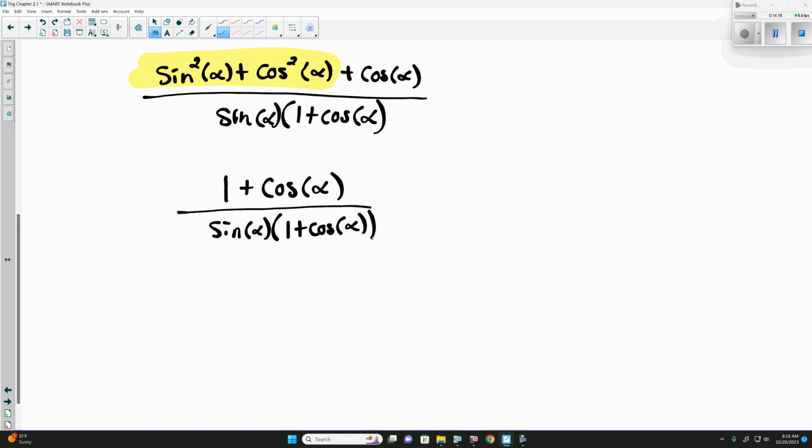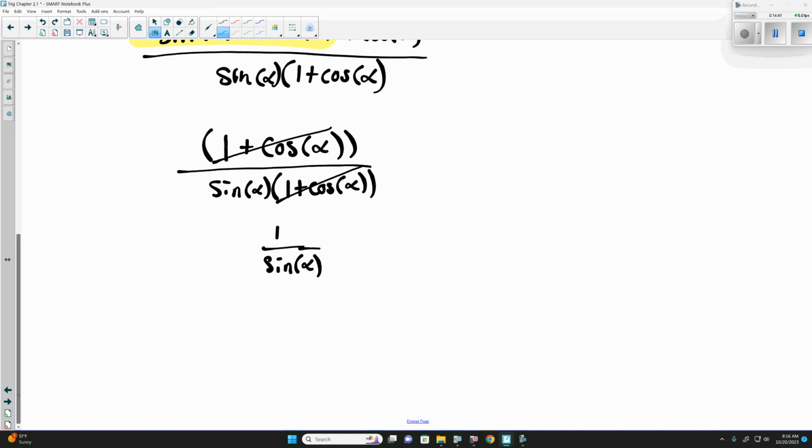Questions on anything we've done so far? Now, there is something interesting, yes? Because what do we have now? We don't have the extra parentheses, but we have 1 plus cosine of alpha on top. We have it on bottom, yes? So we have 1 over sine of alpha.